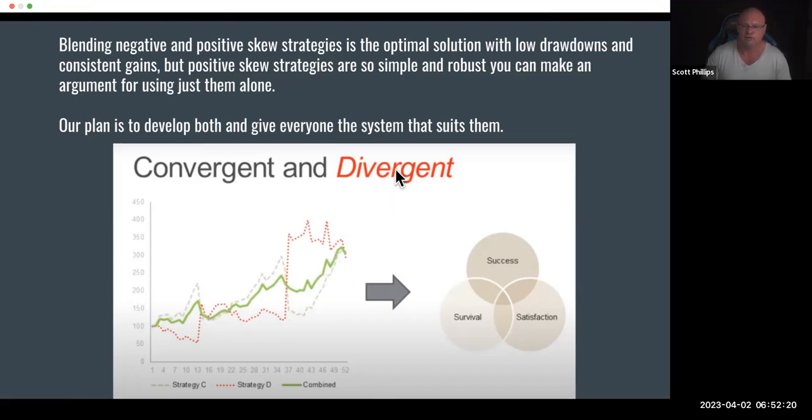So divergent systems, our trend following, is about survival. Trend following, you absolutely will survive. Convergent systems are about satisfaction. They're about feeling smart, feeling good. Trading is great, I'm playing and winning, I'm winning 65% of the time. Success is the convergence of survival and satisfaction. This is our long-term play.